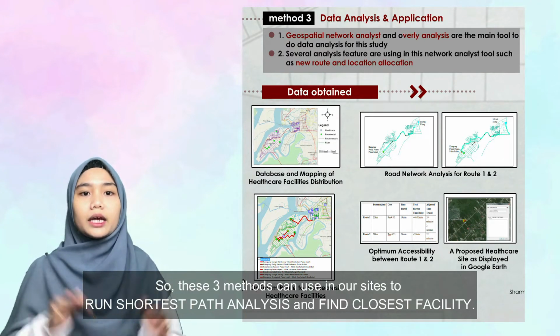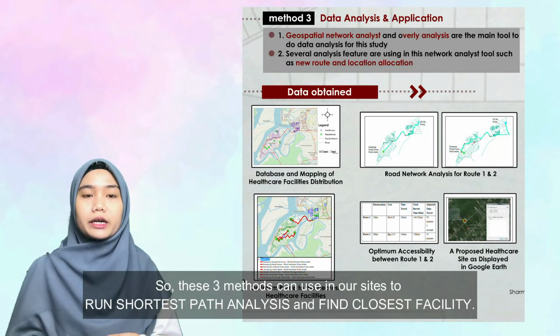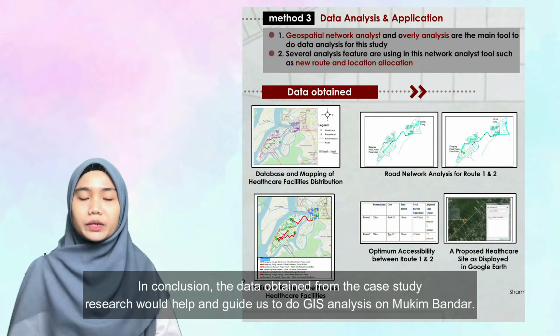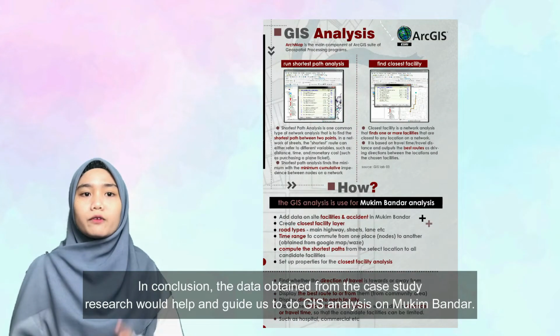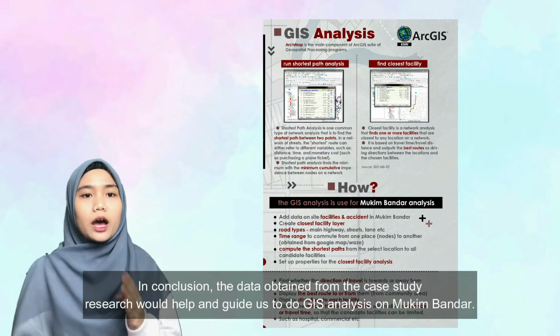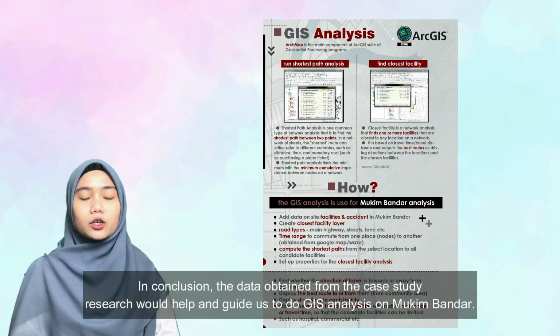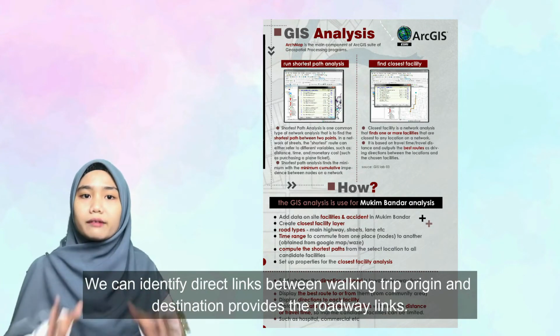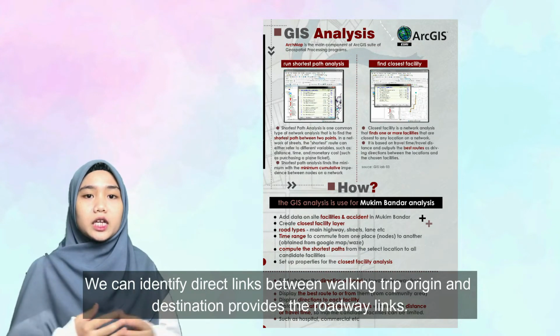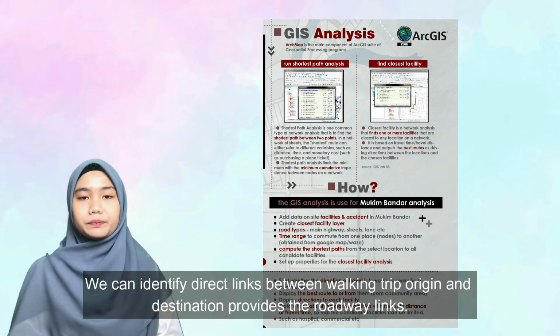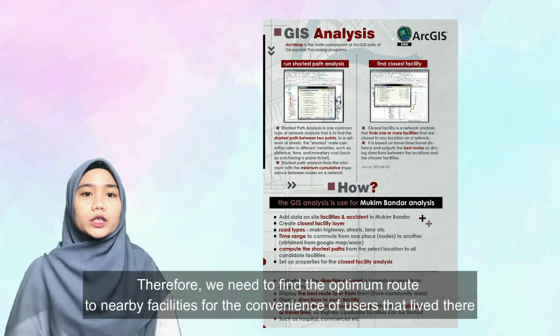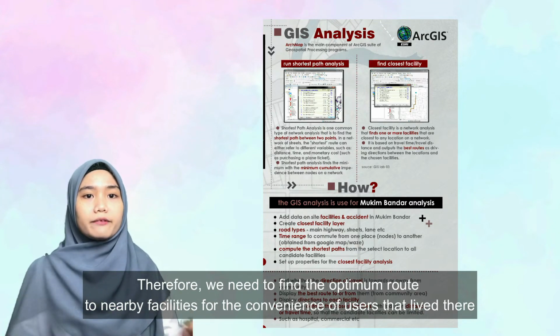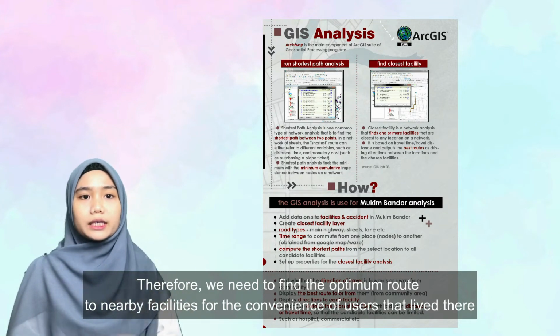So these three methods can be used at our site to run shortest path analysis and find closest facility. In conclusion, the data obtained from the case study research will help and guide us in the GIS analysis on Mukim Bandar. We can identify direct links between walking trips' origin and destination, and provide the roadway links. Therefore, we need to find the optimum route to nearby facilities for the convenience of the users that live there.